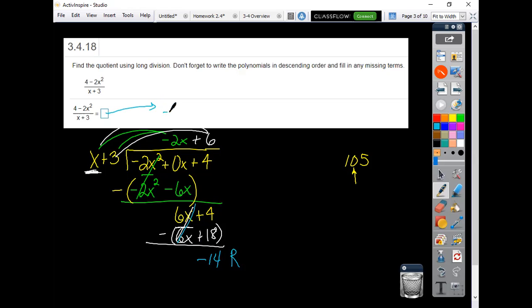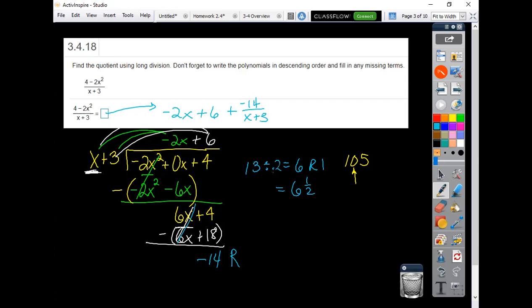I'm going to guess they want the negative 2x plus 6 plus your remainder of negative 14 over your divisor of x plus 3. Just like if we said what was 13 divided by 2, and we said 6 with a remainder of 1, the exact answer would be 6 1/2. So the remainder over the divisor. And with that, I think that would cover it.